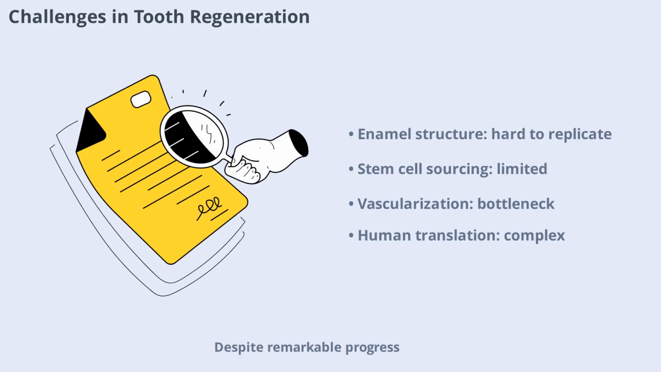Despite remarkable progress, tooth regeneration faces significant challenges. Replicating the highly organized structure of enamel and dentin is a major material science hurdle. Sourcing functional, non-senescent stem cells is difficult, especially in older patients. Achieving rapid vascularization and innervation, controlling morphogenetic signaling, and ensuring immune compatibility are ongoing obstacles. Translating animal model success to human clinical practice remains a complex task.